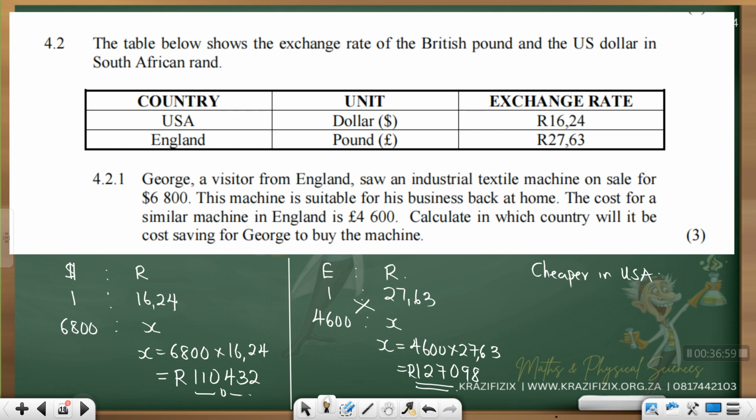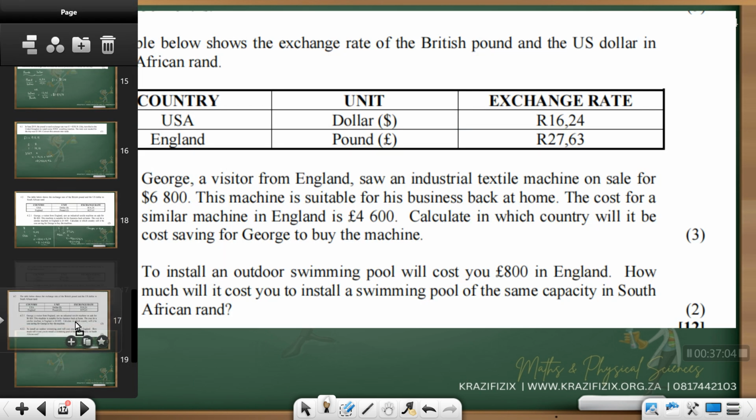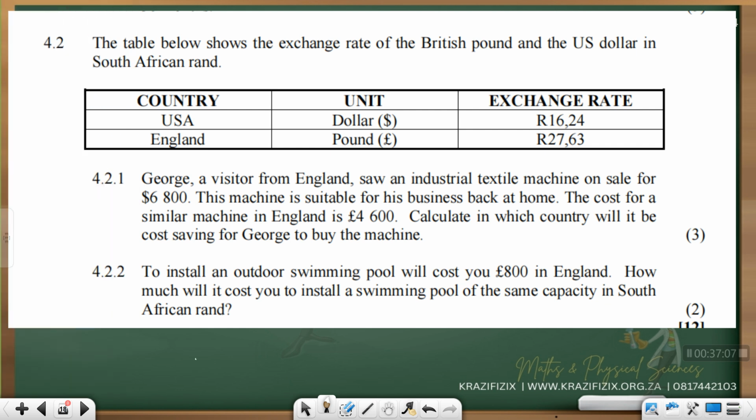Okay, beautiful. Let's look at the second one. To install an outdoor swimming pool, which will cost £800 in England, how much will it cost you to install a swimming pool of the same capacity in South African rand? Very simple. £1 is 27.63. But what do I have? I have £800. Once I do this, I will see whether I'm multiplying or dividing.